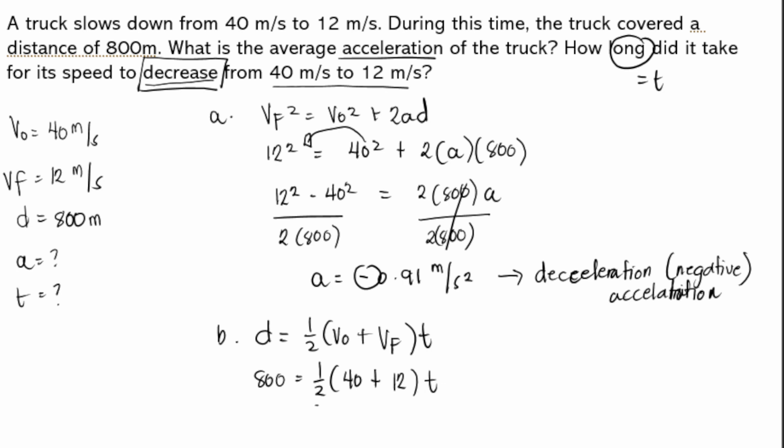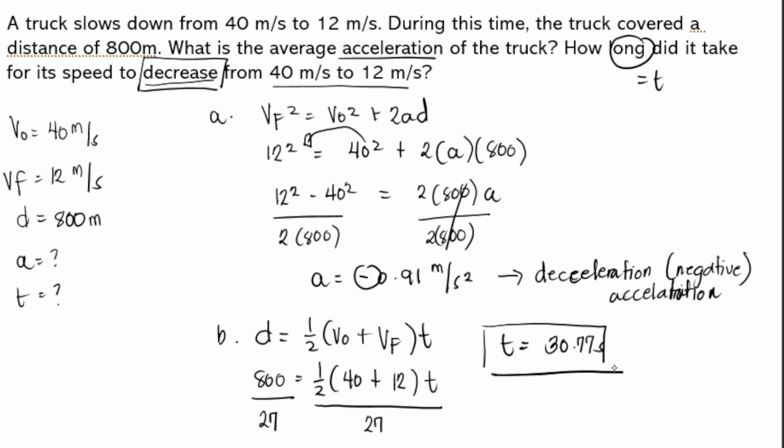If we divide both sides by 40 plus 12, that is 52 divided by 2, this is 26. So the time would be equal to 30.77 seconds. That is how long it took the truck to slow down from 40 to 12 meters per second within 800 meters. Okay, so next problem.